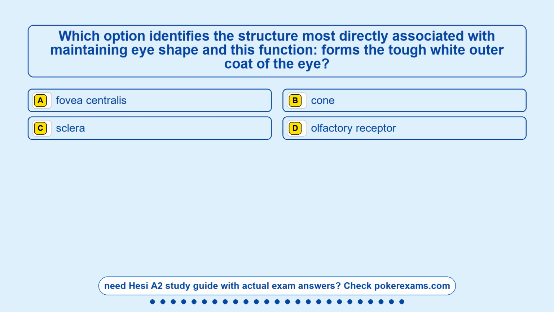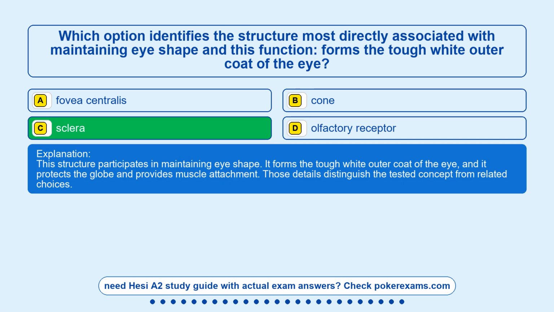Question 18. Which option identifies the structure most directly associated with maintaining eye shape in this function, forms the tough white outer coat of the eye? Option A, fovea centralis. Option B, cone. Option C, sclera. Option D, olfactory receptor. The correct answer is option C, sclera.